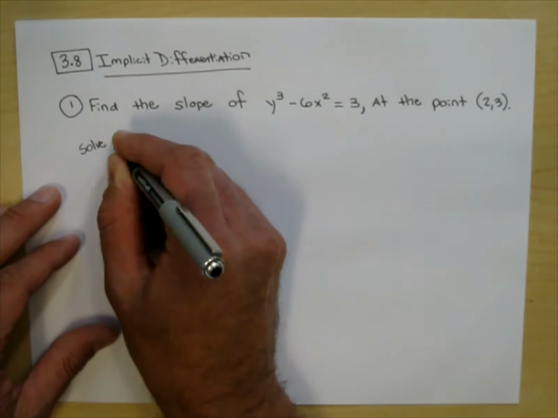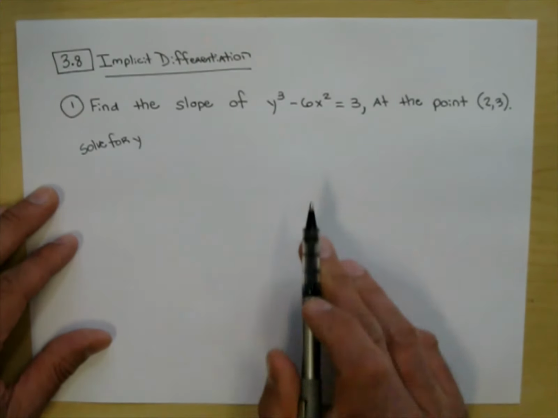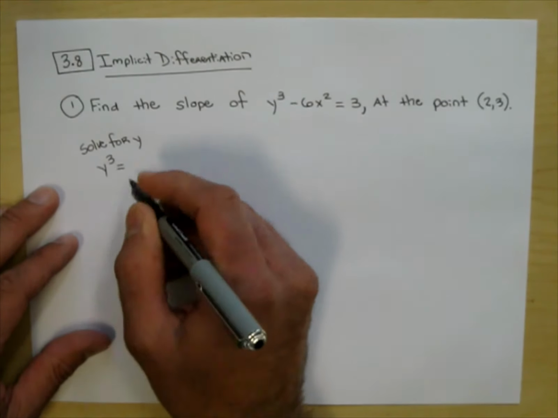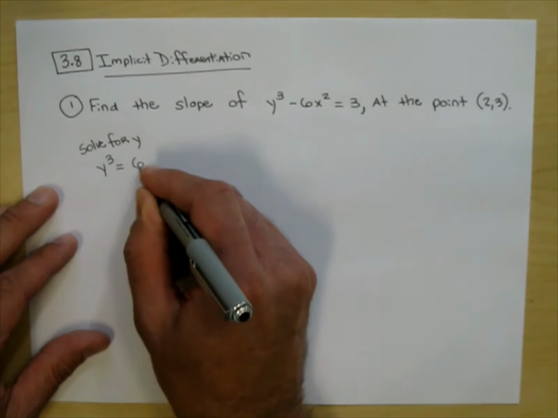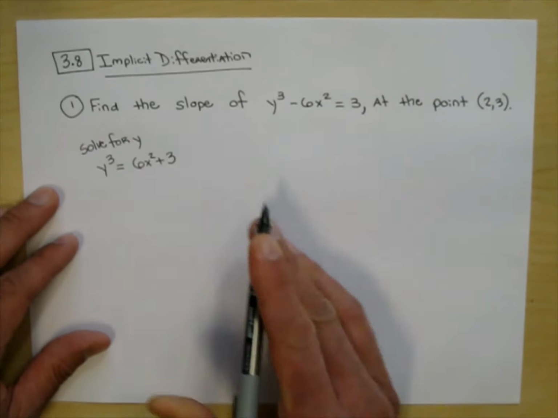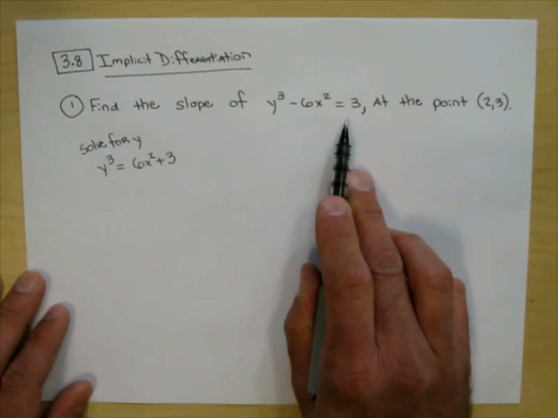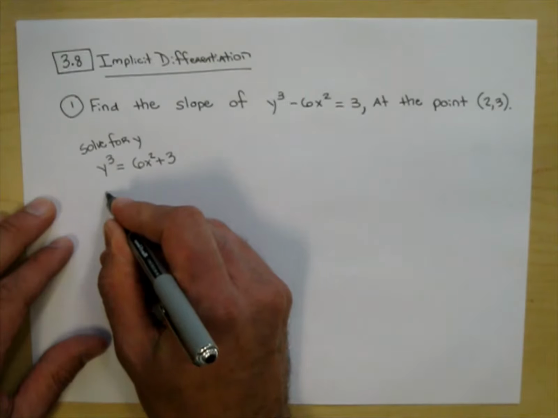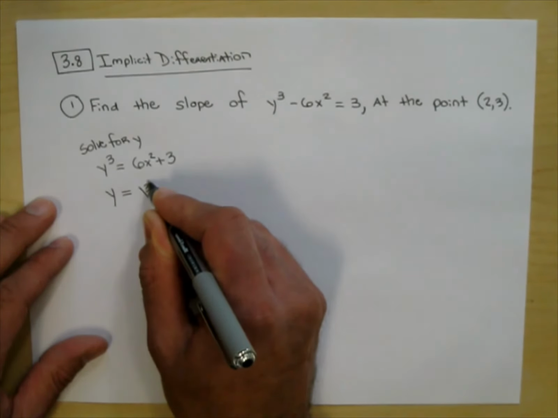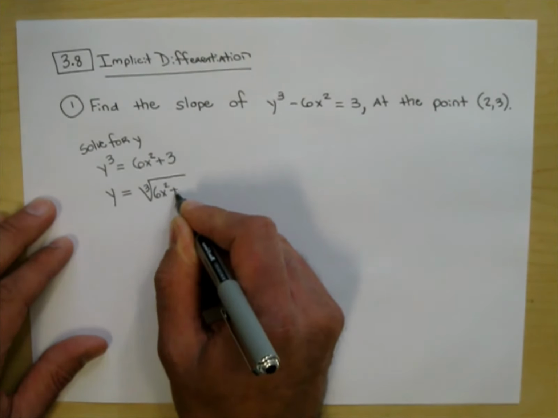Solve for y. Okay, so I have y cubed equals 6x squared plus 3. I just added 6x squared to both sides. And then I'm going to take the cube root on both sides. So y equals the cube root of 6x squared plus 3.